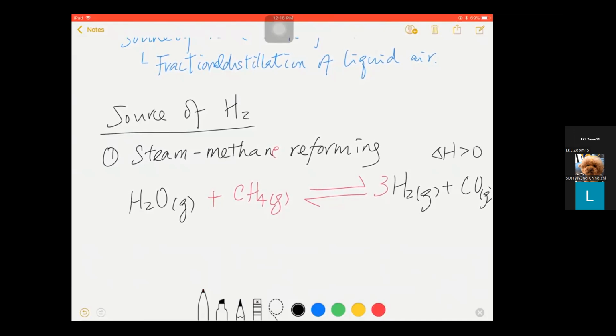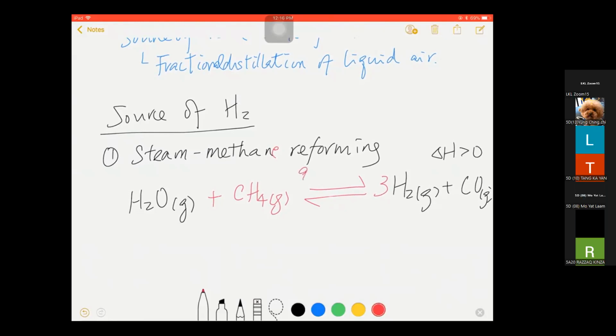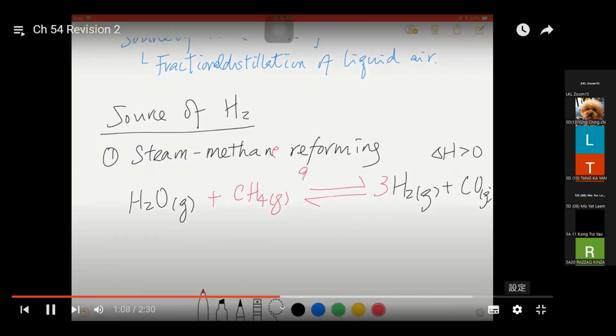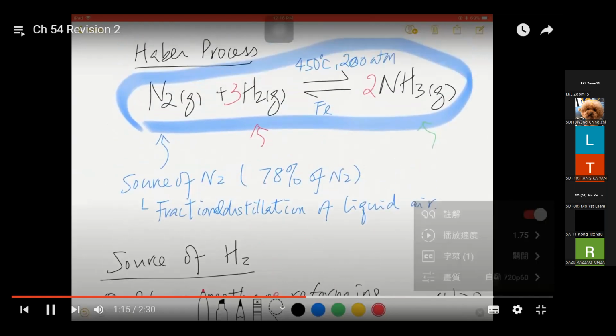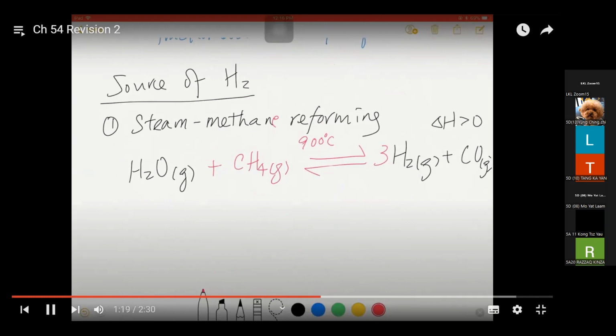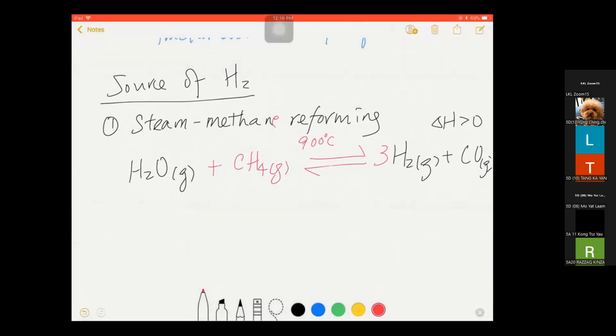Okay? Next, you have to balance the equation. Very simple. Put 3 in front of H2. This reaction is endothermic, because its delta H is larger than 0. For an endothermic reaction, a higher temperature is favored. So please remember, there is a range from 700 to 1000, but you may remember one of them. Try to relate it to the first one. For the Haber process, 450 degrees Celsius, so double it becomes 900 degrees Celsius. The pressure is 10 to 20 atm, while the catalyst is NiO.